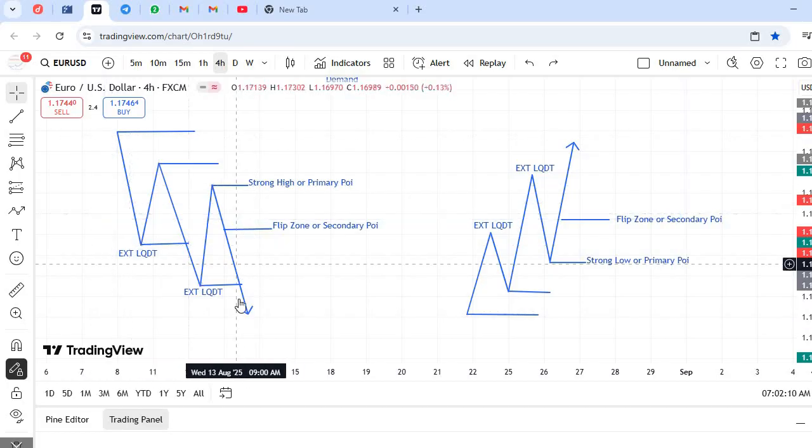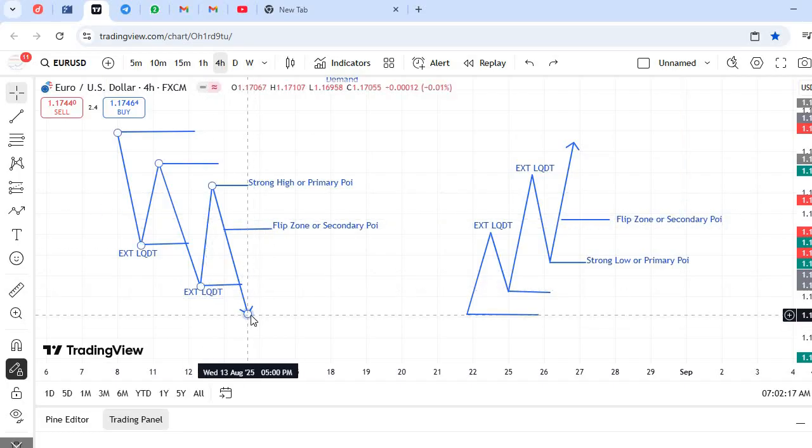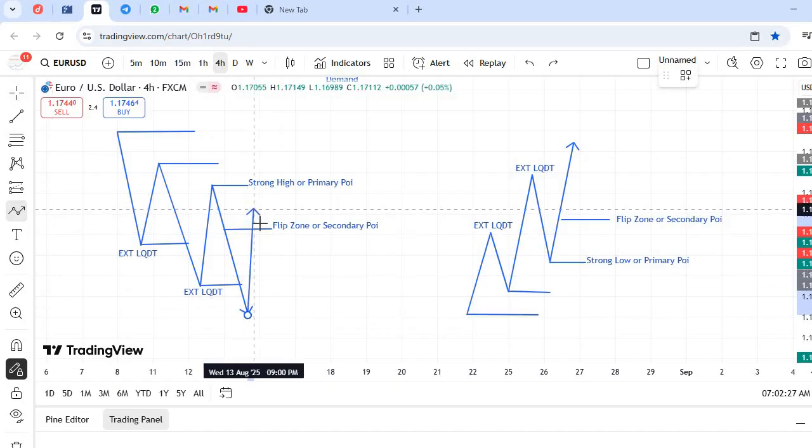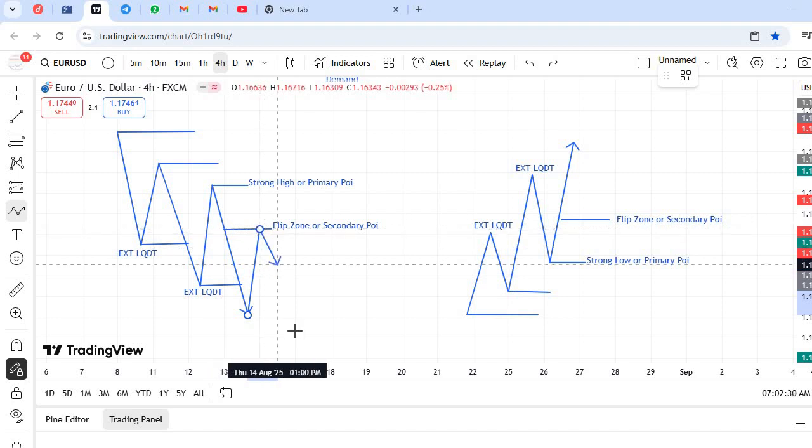Since this supply took out this last low, it has created a new low. So now, since we are still in a downtrend, we are expecting that price will reverse back, then continue going down. As I said, price will reverse back, and then continue going down since it's a downtrend.